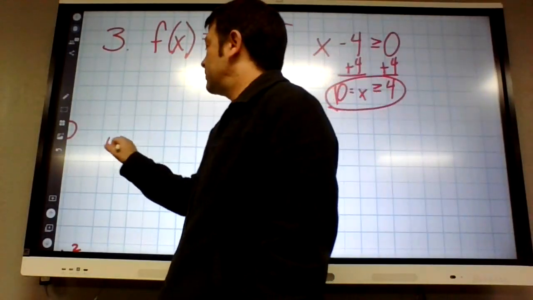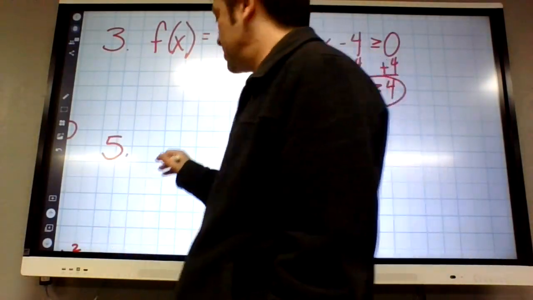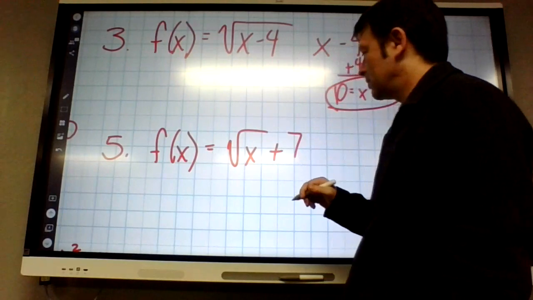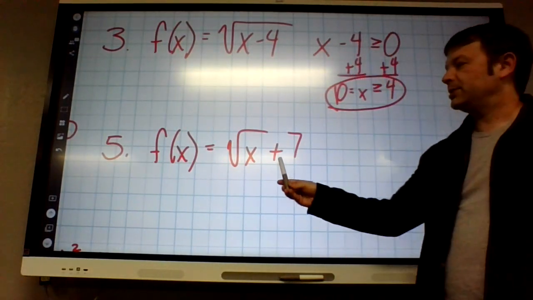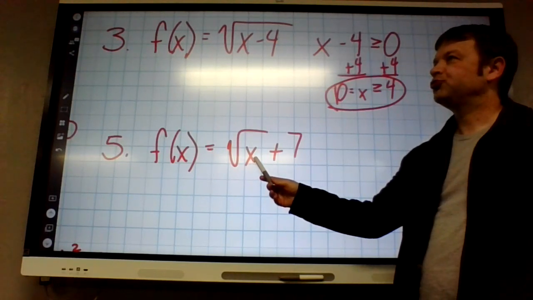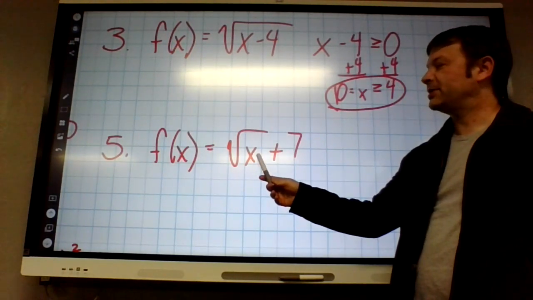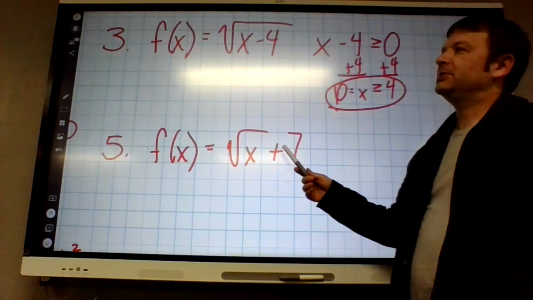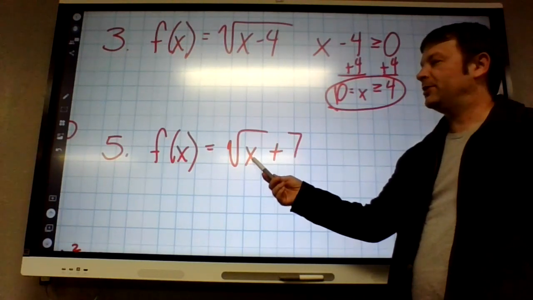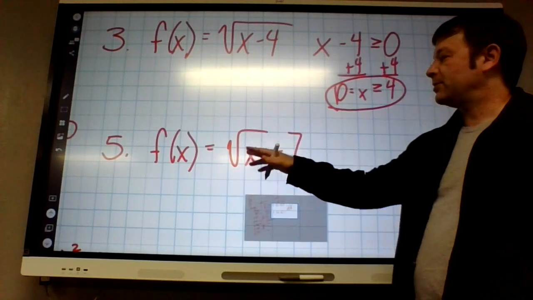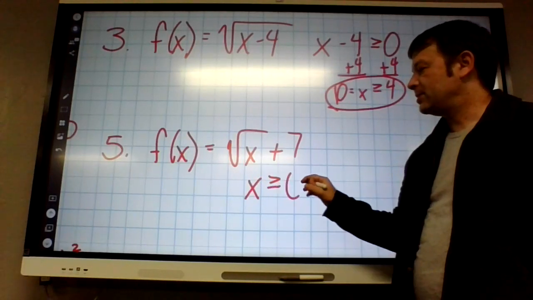Okay, number 5. Says square root of x plus 7. Okay, so what x values would work on this one? Zero, it's just like number 1, same thing. The only thing under the square root is x. The square root cannot have negative, so 0 and above works, just like my first example, just like number 1. The only thing under the square root is x, so that's all we have to worry about. So x has to be greater than or equal to 0.